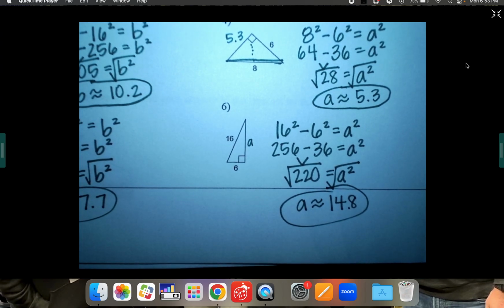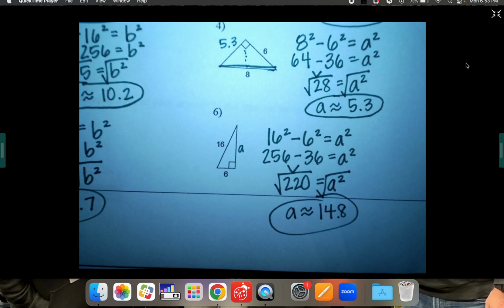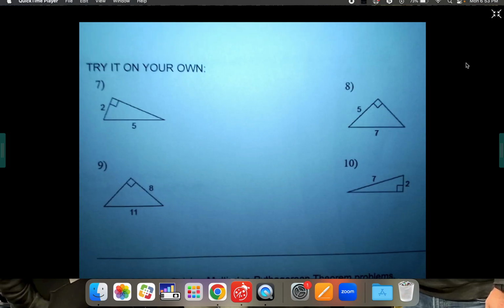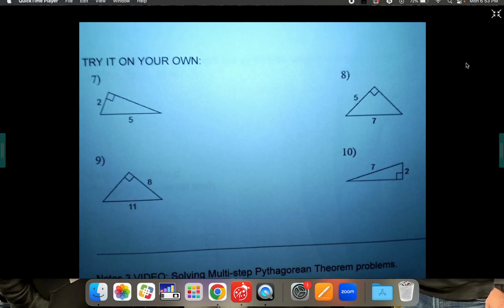Okay, I would love for you to pause the video now and go to the next page and try just the 4 at the top where it says try it on your own and see how you do on finding the missing leg length.